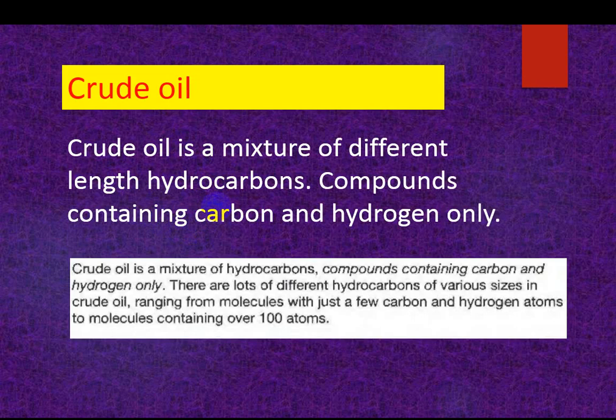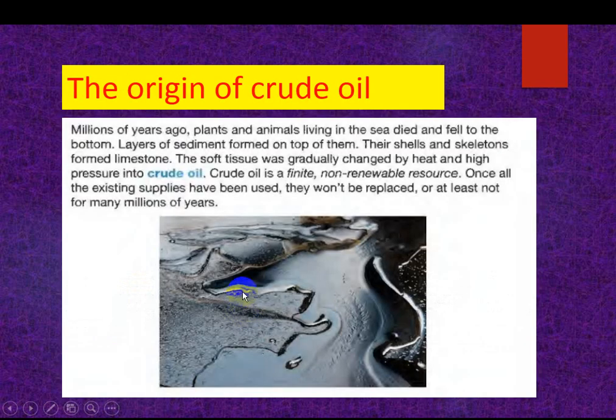The different hydrocarbons in the mixture that is crude oil include petrol, methane, ethane, kerosene, diesel, and refinery gases. These are the different length hydrocarbons. So crude oil is a mixture of hydrocarbons, compounds containing carbon and hydrogen only. There are lots of different hydrocarbons of various sizes in crude oil. This is crude oil.